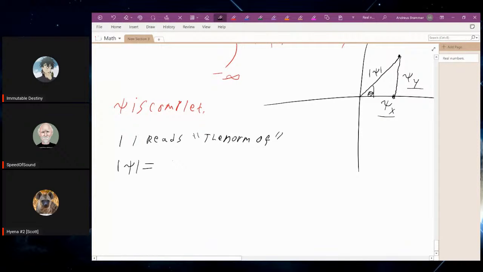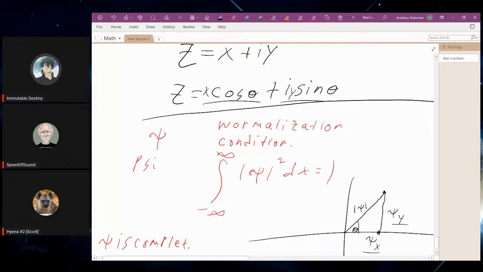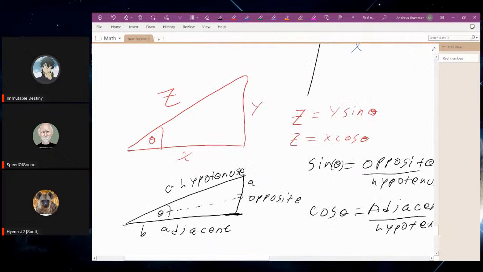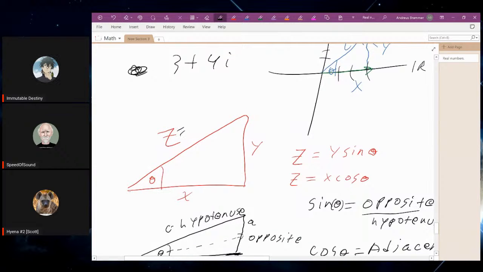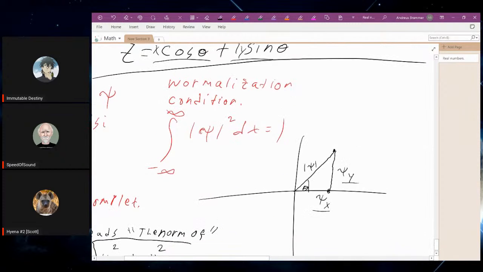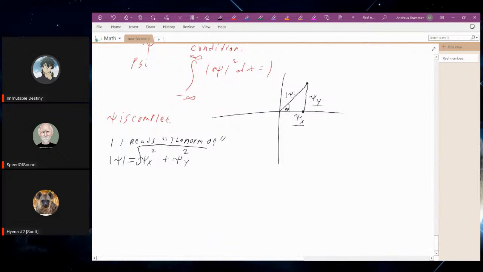What's happening here? The value of psi in the x squared plus the value of psi in the y squared, all surrounded by the square root. And that's quite similar to what we discovered earlier, being that for two numbers, x and y, this value z that we had was the square root of x squared plus y squared. And this thing we're calling psi is no different.